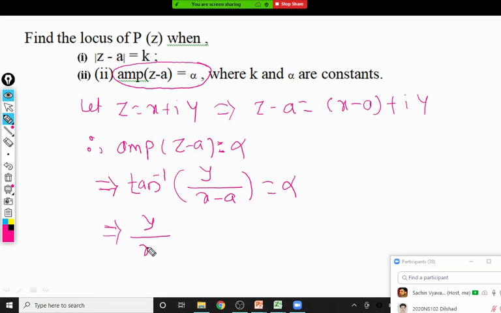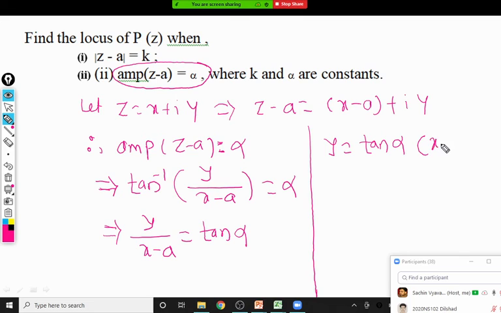So y upon x minus a becomes tan alpha. So y is equal to tan alpha into x minus a. So I'll write y is equal to tan alpha into x minus tan alpha into a. Can anyone guess what this equation should be? Sir, it is a line having slope tan alpha and constant minus a tan alpha. Correct, very good.